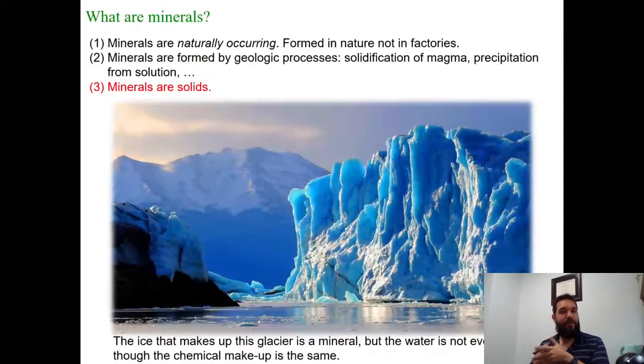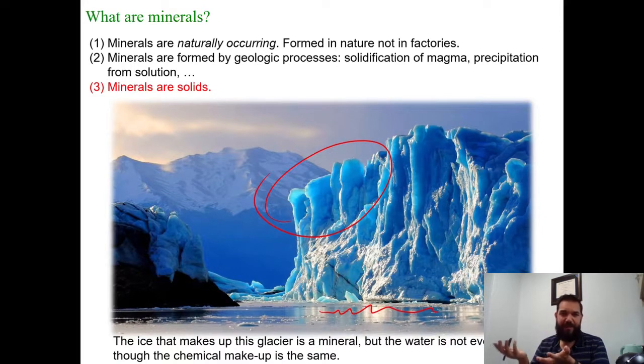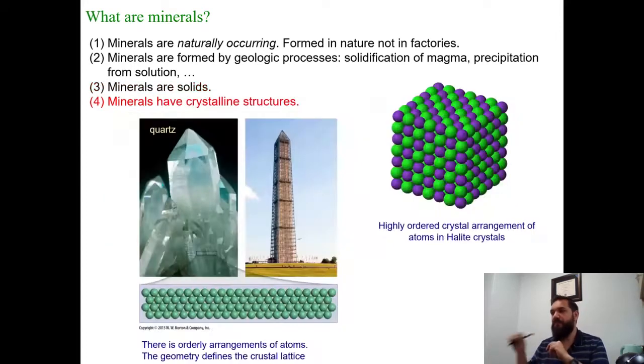Back to question number 1. What's another criterion that we need to be a mineral? Well, you need to be solid. So for example, believe it or not, we actually consider glacial ice to be a mineral, but of course we don't consider the water that forms the glacial ice to be a mineral. Why? Because minerals have to be solid.